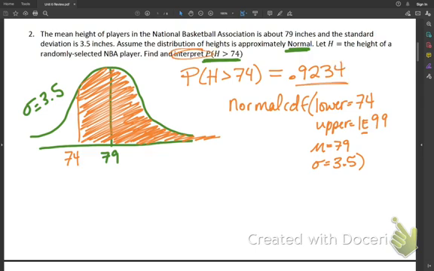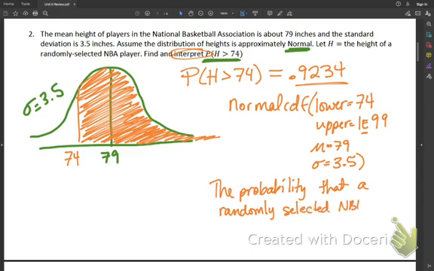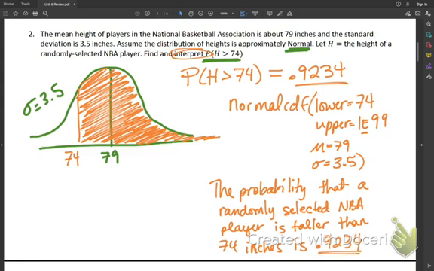We do get the fun of interpreting this. This means that the probability that a randomly selected NBA player is taller than 74 inches is 0.9234. So there's a pretty good chance that we're going to randomly select an NBA player that is taller than 74 inches.